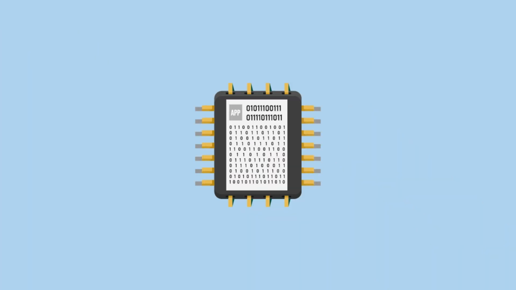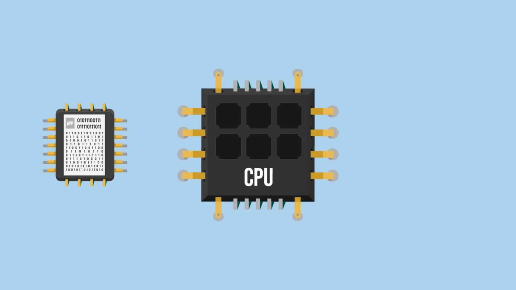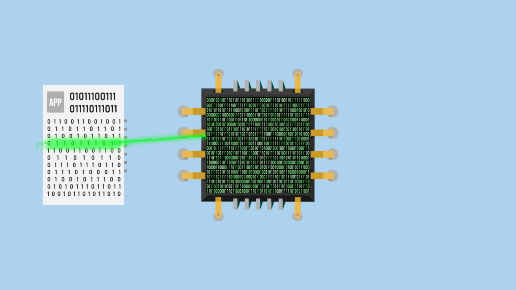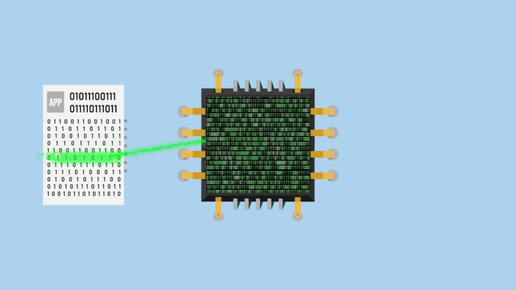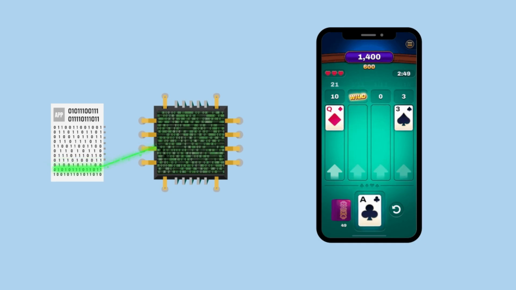Now the app's code sits in RAM. But code is just a plan. The CPU must run it. The CPU reads the first instruction. Do this, show that, ask for this data. It runs millions of these tiny steps every second. Most of the time, you never see this. You just see smooth motion on the screen.